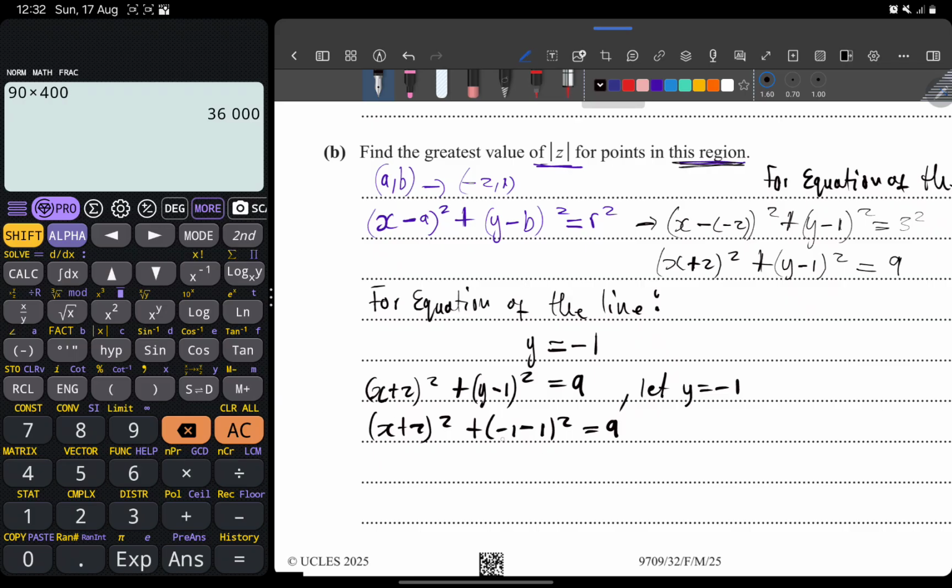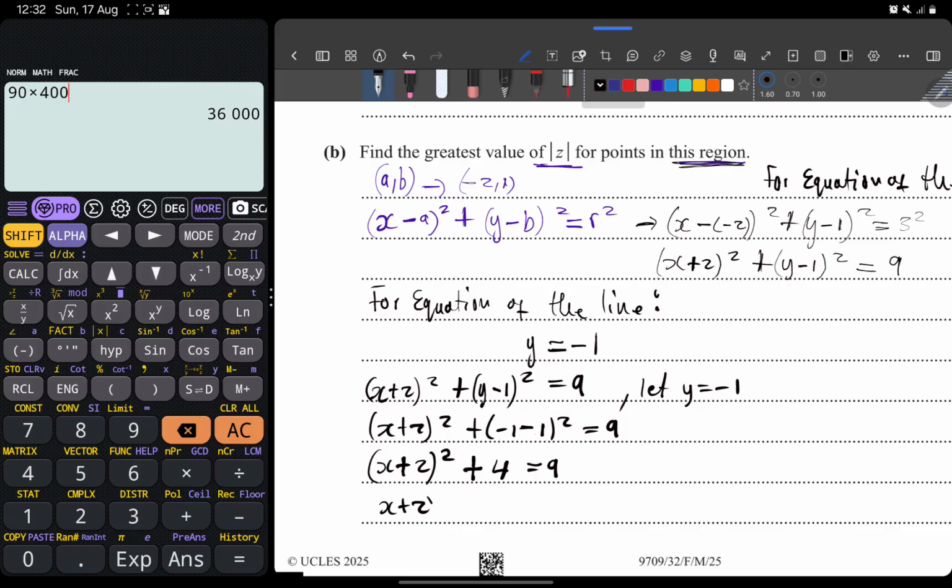What would we have here? What we'll be getting is just something quadratic, right? Which we can just solve fast. Here's how I'm going to solve it fast: (x plus 2) all squared, plus, negative 1 minus 1 becomes negative 2, all squared becomes 4. This is equal to 9.